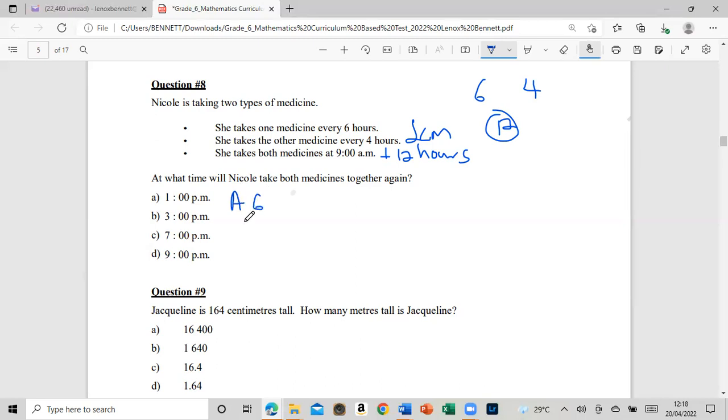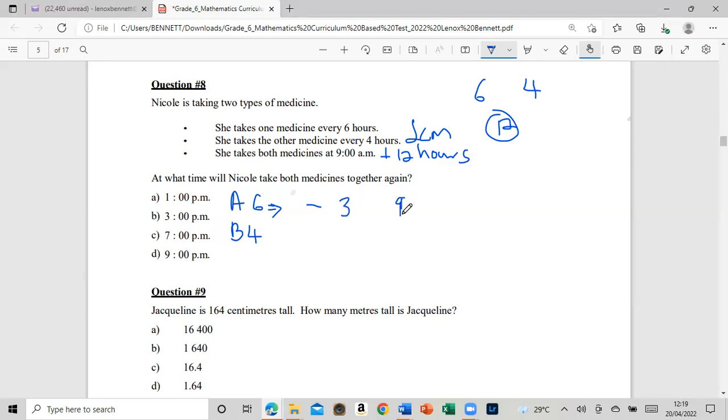Like teach was, and B, I'm going to take every 4 hours. So the next time, we both start at 9 a.m., right? So 9 o'clock, the next one I'm going to take 6 hours later. So 9 o'clock now, 3 carry to 12. So 3 o'clock, that will be the next one.